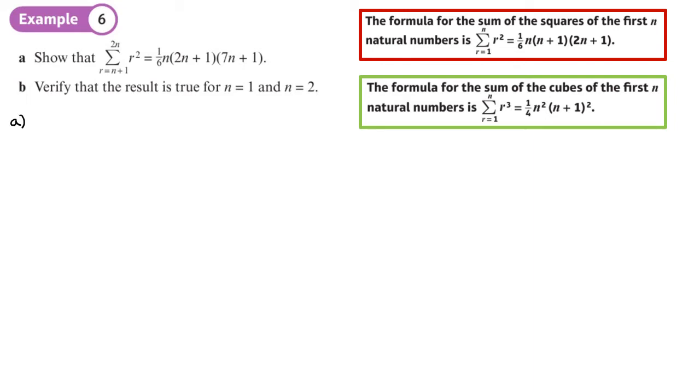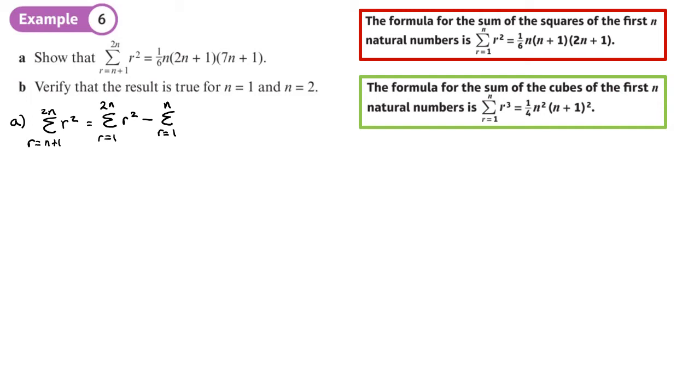Right, so the first thing to note is that this sum doesn't start at 1, it starts at n plus 1. Now, our formulas only work when our sum starts from 1. So I'm going to find the sum from 1 to 2n of r squared, but I need to subtract the sum from 1 to n because I want to start from n plus 1. So the value just below n plus 1 is going to be n. So that's what I do first.